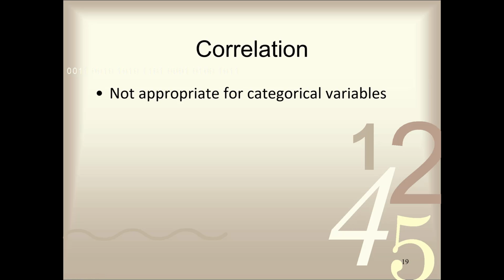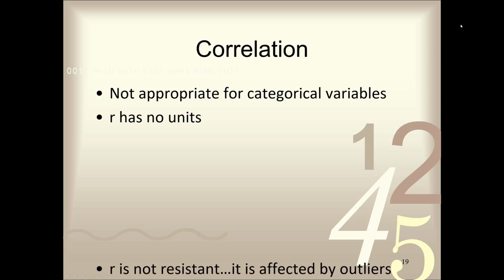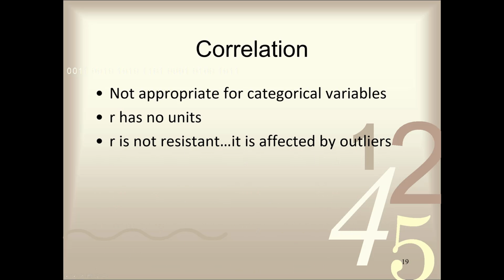Okay, just a few notes about correlation. It's not appropriate for categorical variables, so think about gender. You're not going to put male-female on a scatter plot, right? That would be kind of difficult to do. R has no units. It's basically either close to 1 or close to 0, close to -1 or close to 0, and it's either a significant correlation or not. And it's also not resistant. It is affected by outliers.